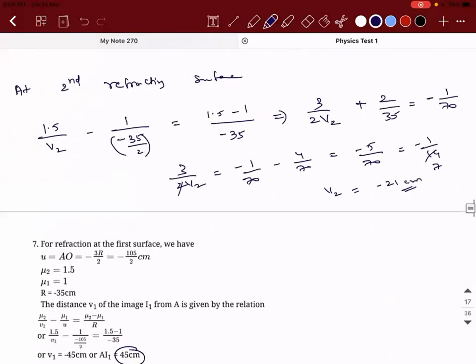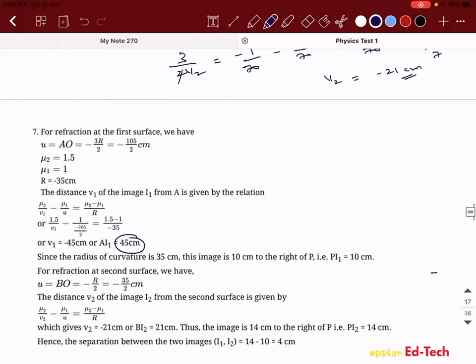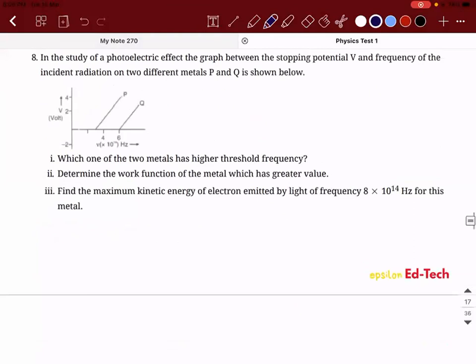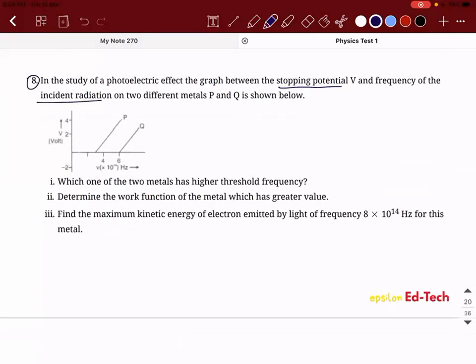So the next one is easy. In the study of photoelectric effect, the graph between the stopping potential V and the frequency of the incident radiation of two metal rods P and Q is as shown. Which has higher threshold frequency? The frequency is a multiple of 10 power 14 hertz. So which of the two metals has the highest threshold frequency? So what is the answer?